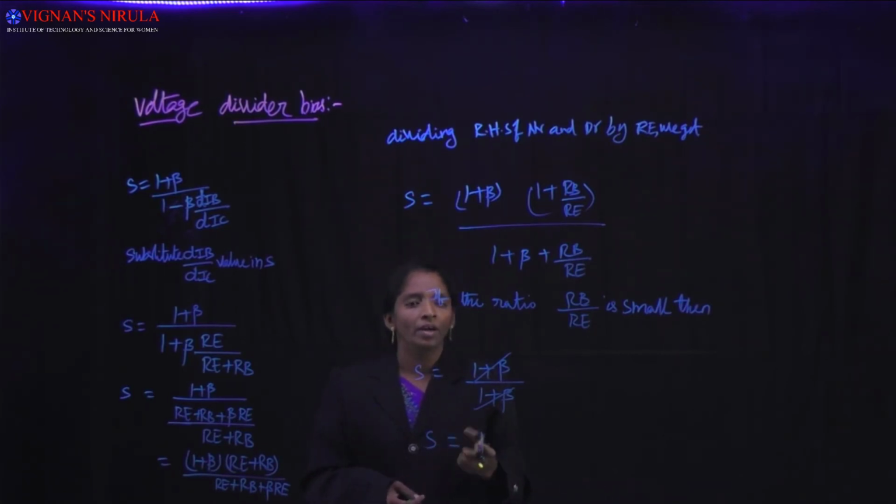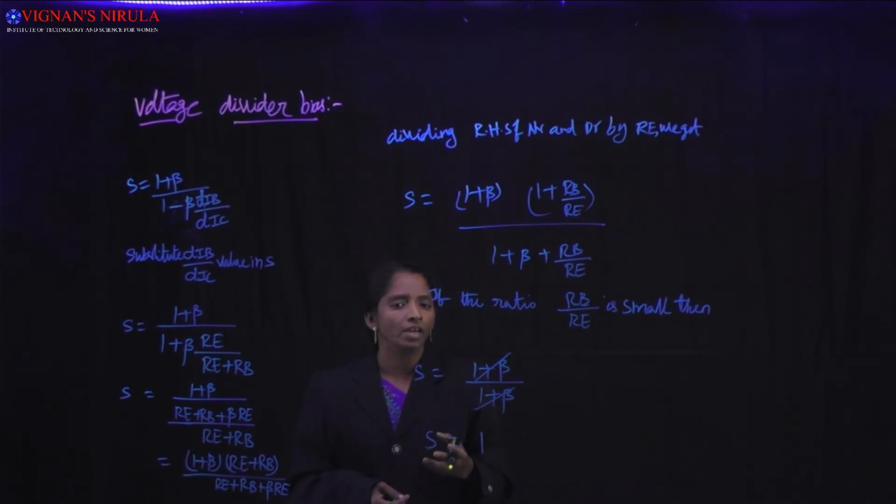What are the transistor parameters? IC, ICO, beta, VBE and IB. Those are not present in the stability factor. So those are not affecting the operating point of the transistor. We already told the stability factor should be as small as possible. Here the stability factor is 1 when we are considering RB and RE very small. So at that time we are getting stability factor 1.